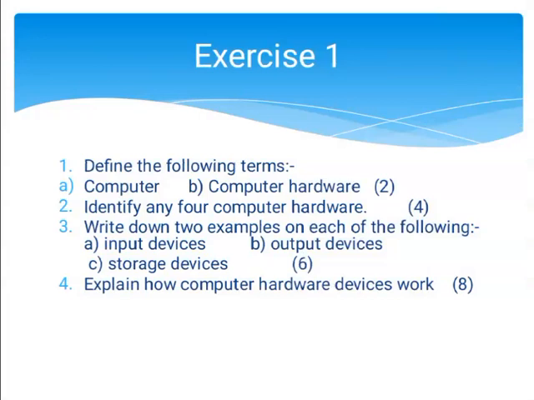Then the third question, write down 2 examples on each of the following. In A, input devices, give 2 examples there. Output devices, 2 examples again. And finally, storage devices, give the examples. Then the fourth question, explain how computer hardware devices work. Then you get 8 marks. This exercise will help you to understand more about computer hardware.